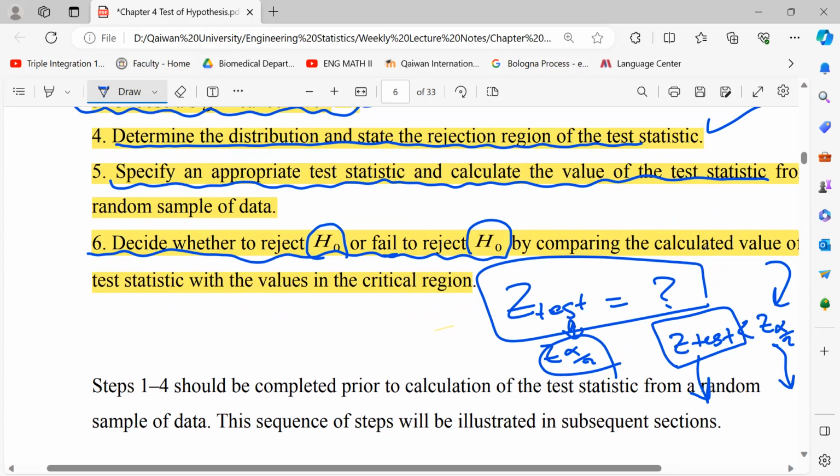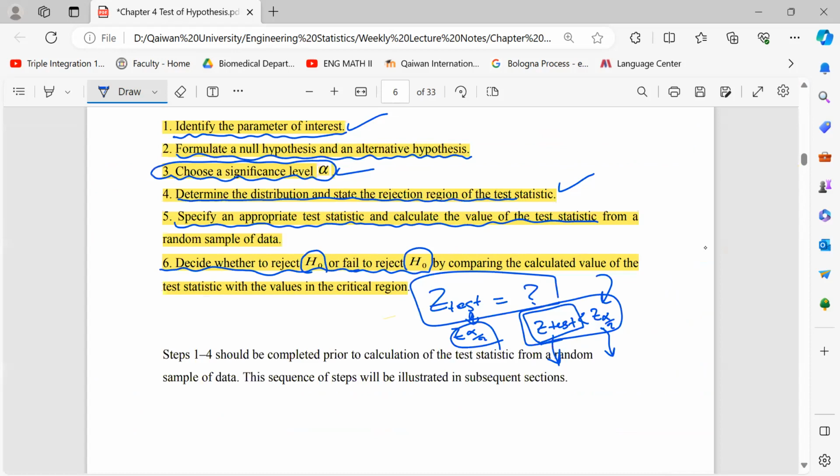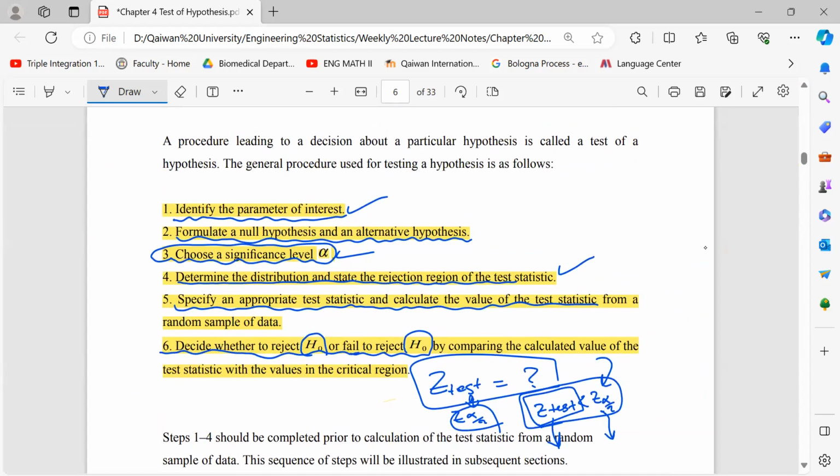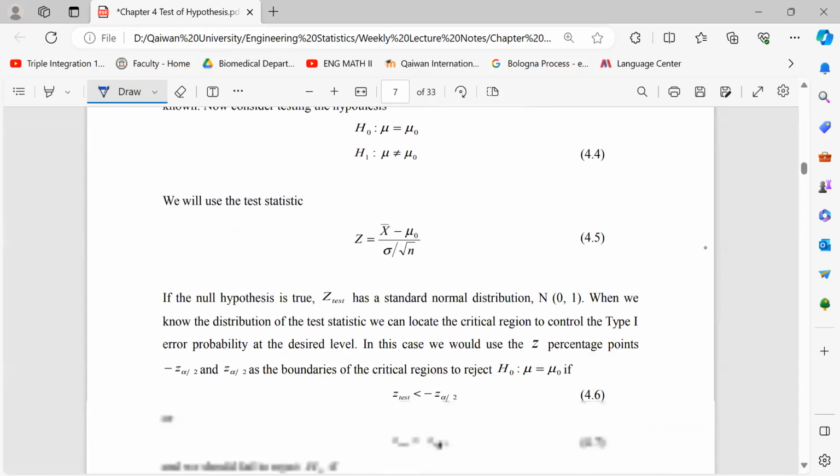But if we don't get this inequality, if z-test is greater than z of alpha over 2, in this case, we say H naught is not rejected. We are unable to reject H naught. That means H naught is acceptable. That hypothesis that we wrote for H naught is acceptable. In the examples it will be much clearer.